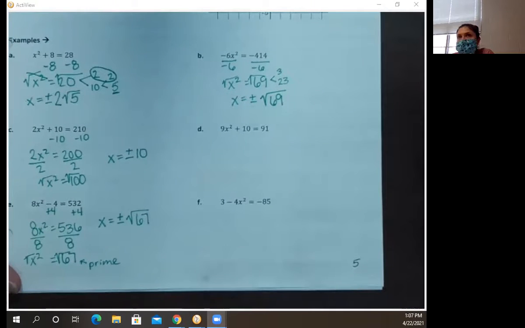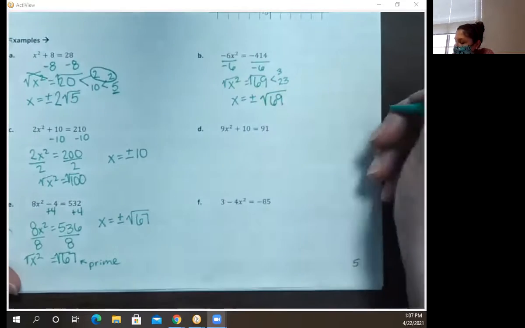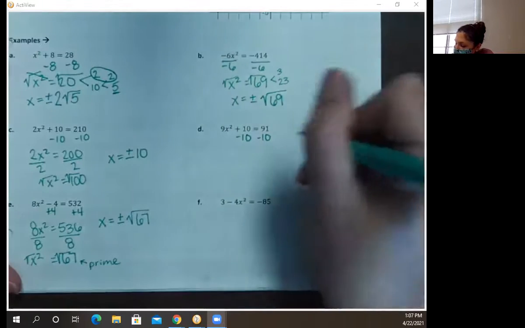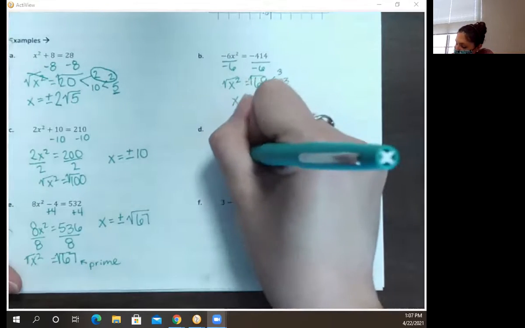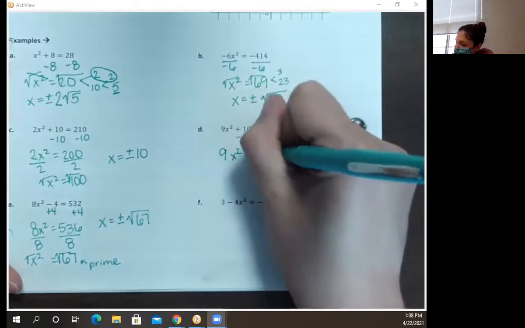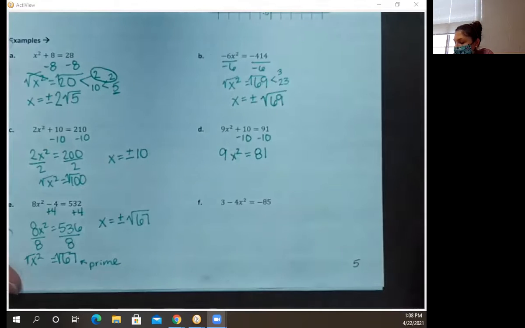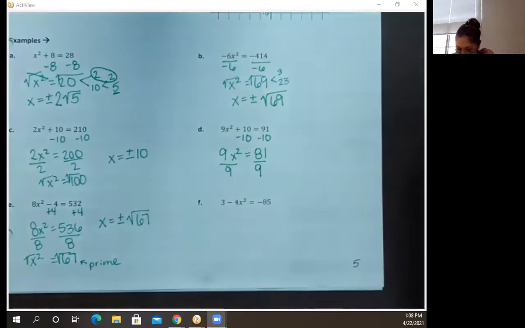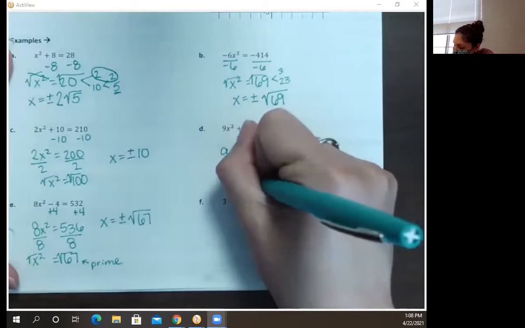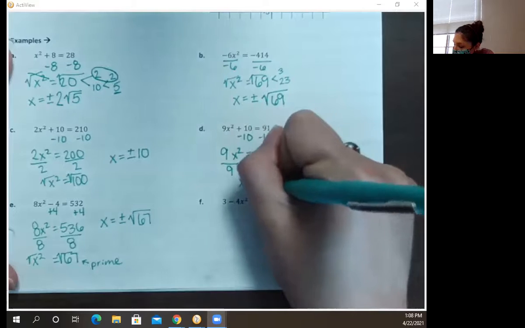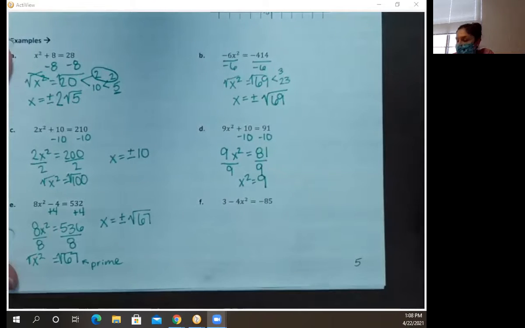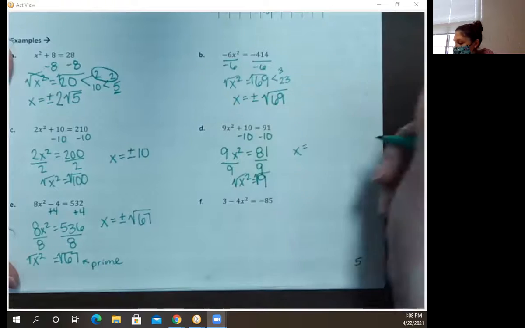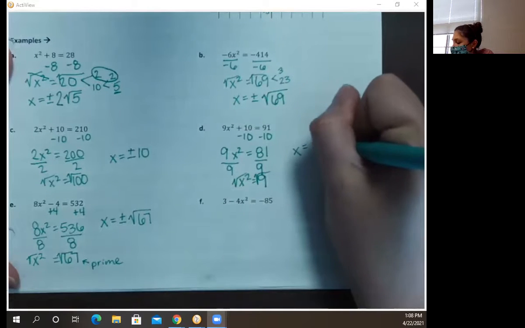For D, same idea. I want to get the squared thing by itself. I'm going to start by moving that 10 to the other side. So I get 9x squared equals 81. Then I'm going to divide both sides by 9 because I want x squared by itself. So I get x squared equals 9. And then I'm going to take a square root. Do we know the square root of 9? 3. So x equals plus or minus 3.